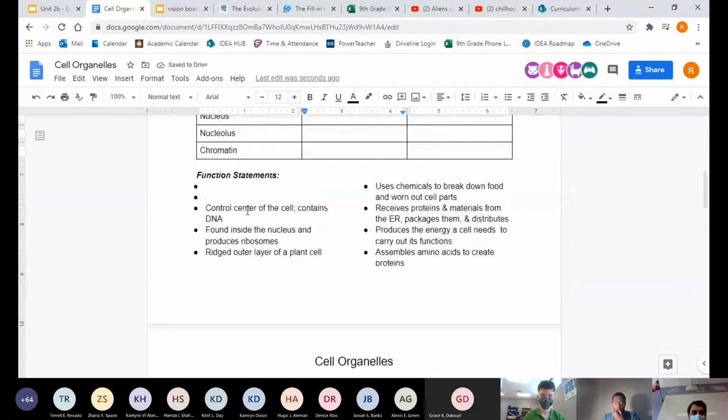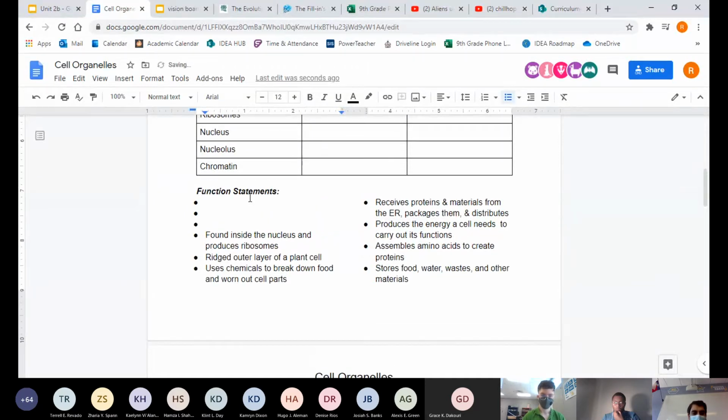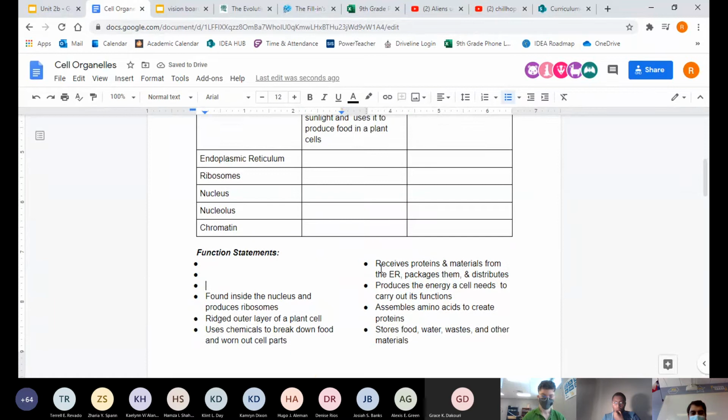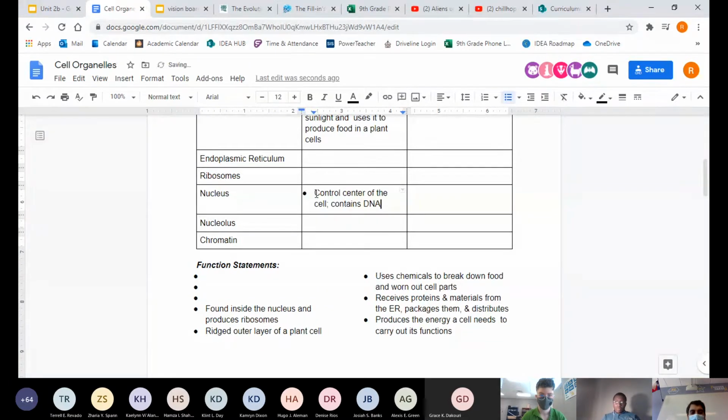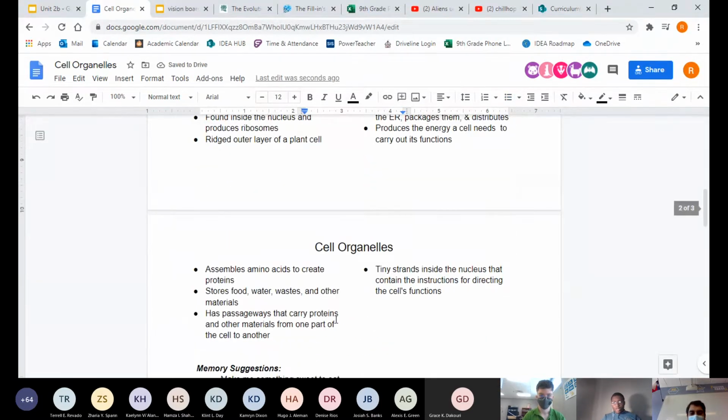Now, control center of the cell, contains DNA. Tricky, right? We've got nucleus and nucleolus. Stick with what you know. The nucleus is what contains DNA. The nucleolus is actually like a little mini nucleus.